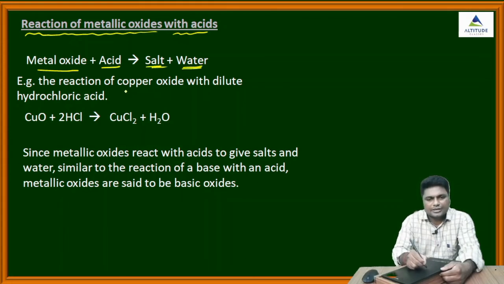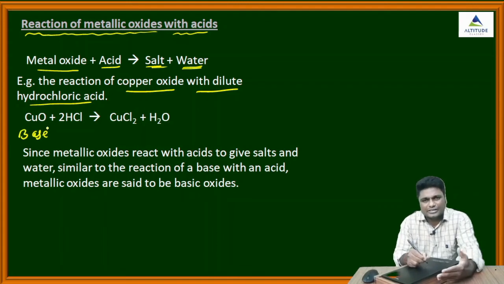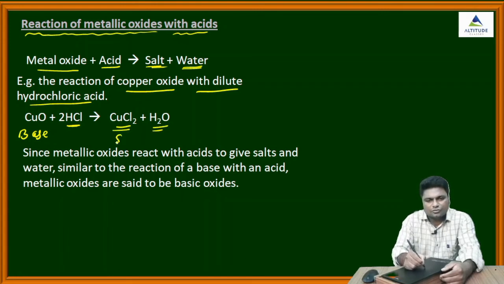For example, see copper oxide with dilute hydrochloric acid. This is copper oxide, a metallic oxide. Actually, this is basic in nature. Metal oxides are basic in nature, otherwise amphoteric in nature. See here, this metal oxide reacts with HCl. You will get cupric chloride and a water molecule. So this is salt and water you are getting.